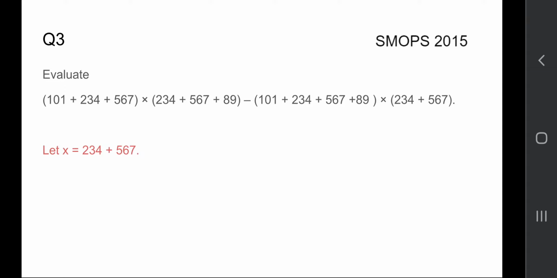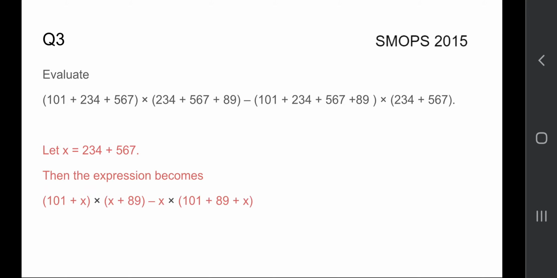Now we need to do one last step, which is to let x be equal to 234 plus 467. Why do we do that? Because we realize that this is repeated multiple times in this question. And so, if we let that become x, our expression can be rewritten as this, which if we arrow out, we should get something like this.